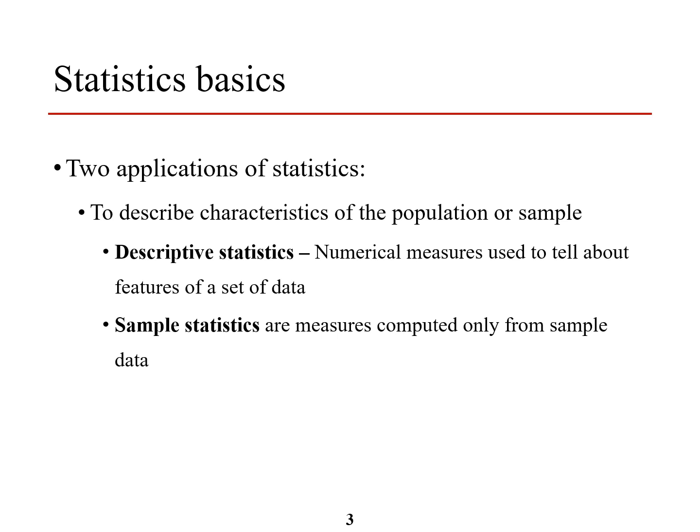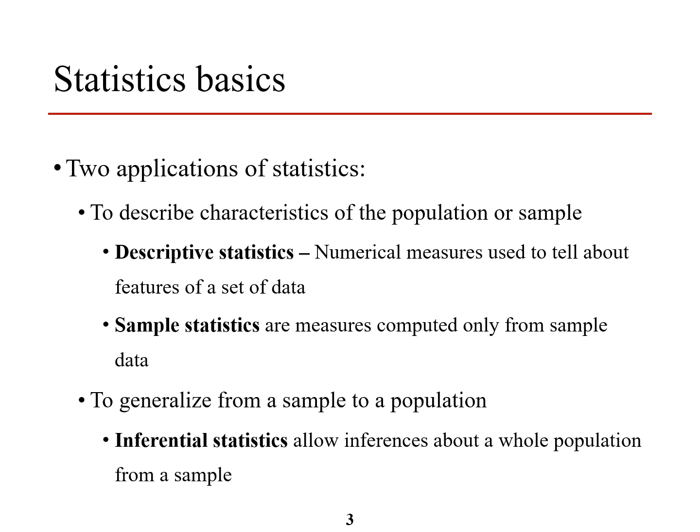The next application of statistics is to generalize from a sample to a population, and this is done through inferential statistics. Inferential statistics allow inferences about a whole population from a sample, and we're making judgments about the population whenever we're doing this. So researchers use inferential statistics to examine relationships between variables within a sample, and then they make generalizations or predictions about those variables and how they will relate to a larger population.